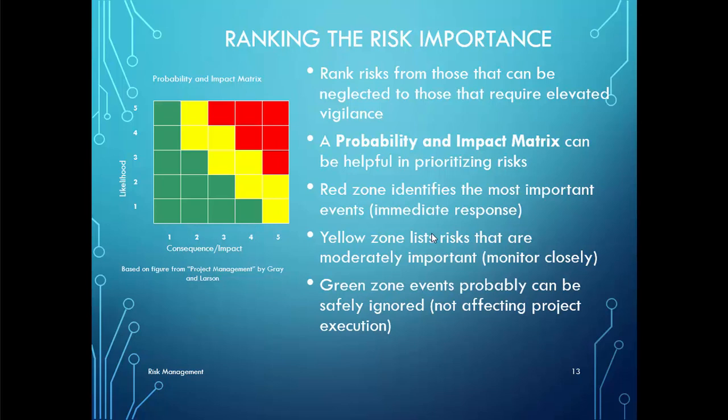The yellow zone lists risks that are moderately important and need to be monitored closely. The green zone events probably can be safely ignored, not affecting the project execution, but that doesn't mean totally ignoring them, but also monitoring them in case they move from green to yellow and then to red. So always keep a close eye on all identified or possible risks.